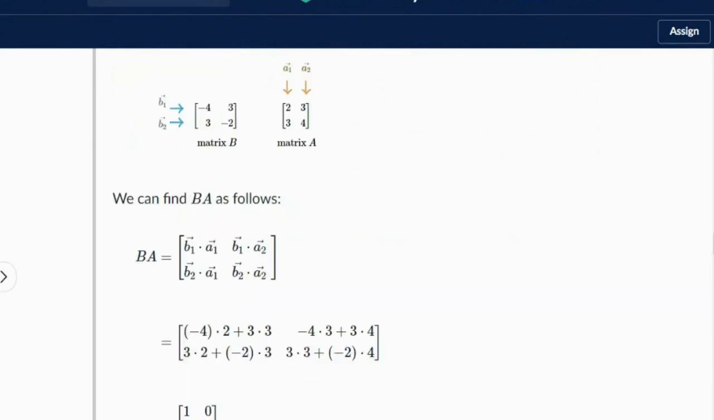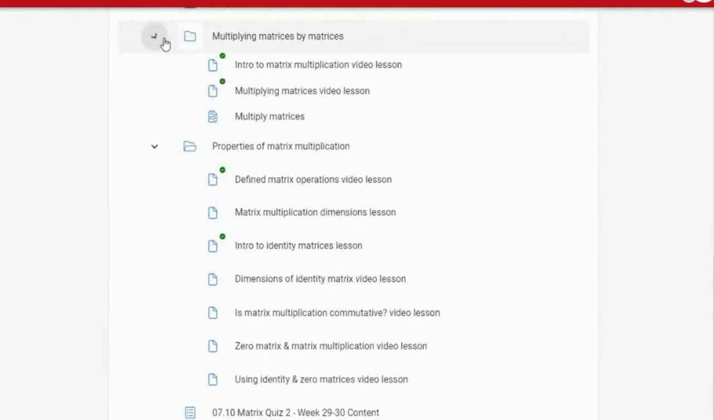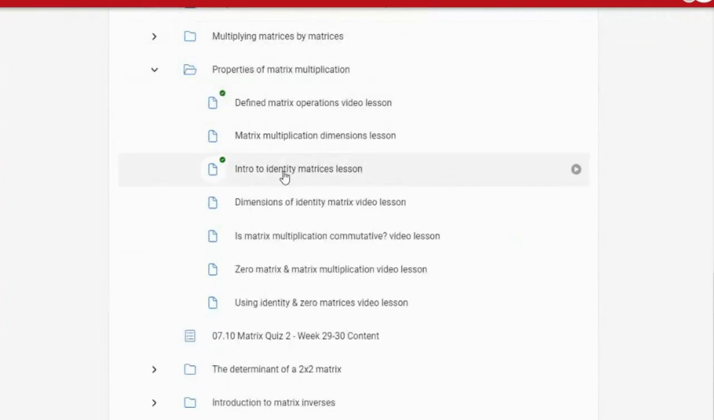So the main thing is just to understand what an identity matrix does. It doesn't change anything because it's like multiplying by 1. All right, so that was the identity matrix.